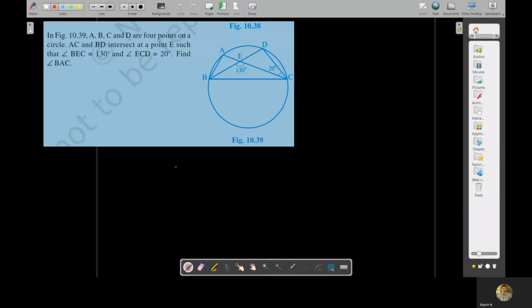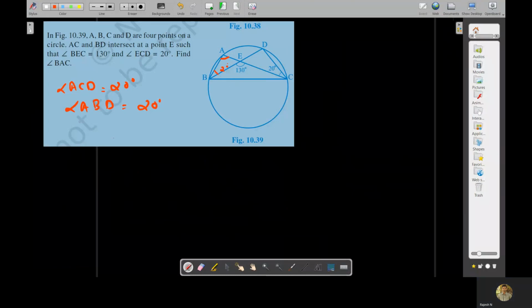Next step. A, B, C, D are 4 points on a circle. Angle BEC is 130 degree, ECD is 20 degree. You have to find out angle BAC. BAC means you have to find out this angle. So angle ACD is what? This angle ABD. ABD is also 20 degree because angles in the same segment. So this is 20 means this angle also what? 20 degree. This is also 20.